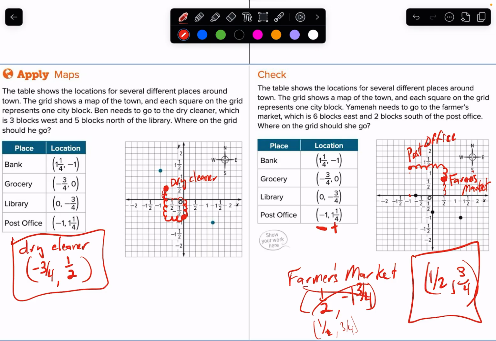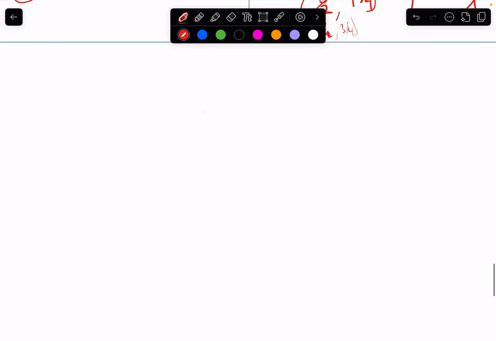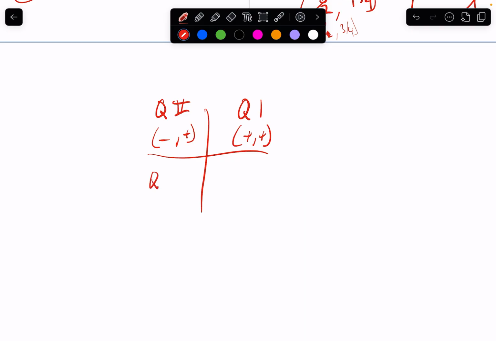And watch your quadrants, okay? One more time. We can do the quadrants if we need to. This is Q1, positive, positive. That's Q2, that's negative, positive. That's Q3, negative, negative. And that's Q4, positive, negative. Learn it. Good luck.